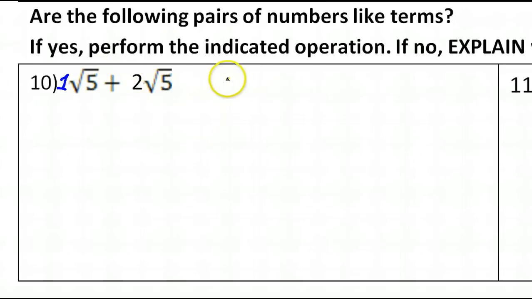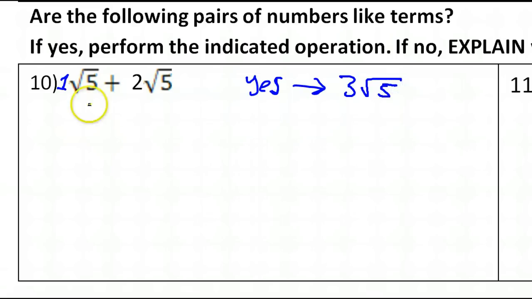So technically I should be saying, well, yes, in answer to the question, are they like terms? Yes, they are like terms. And we can go ahead and add them together. 1 plus 2 is 3. So this is 3 radical 5. I kind of slipped that in there, but radical 5 just by itself is 1 radical 5 when you think about how you would add them together.